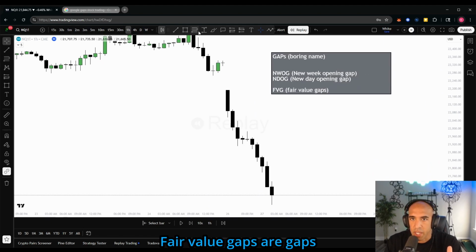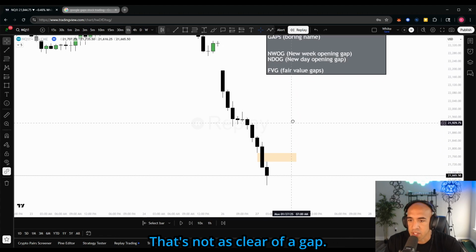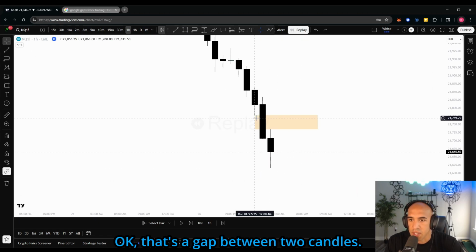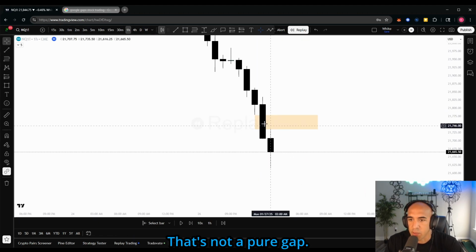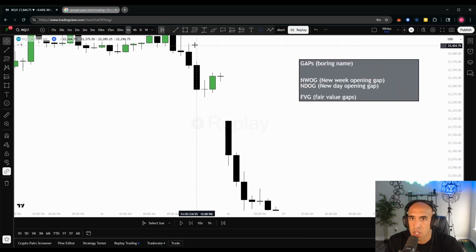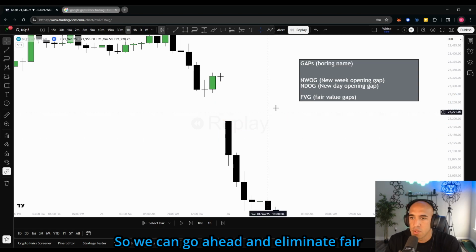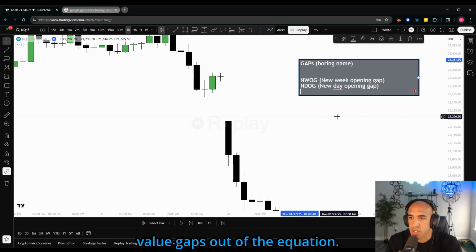But fair value gaps are a little bit different. Fair value gaps are gaps that you'll see inside of price. So right here is a fair value gap, right? That's not as clear of a gap. That's a gap between two candles. That's not a pure gap. There's still a candle that runs through this gap. Versus here, this is a lot more pure of a gap, and this is what we're going to be focused on today. So we can go ahead and eliminate fair value gaps out of the equation.